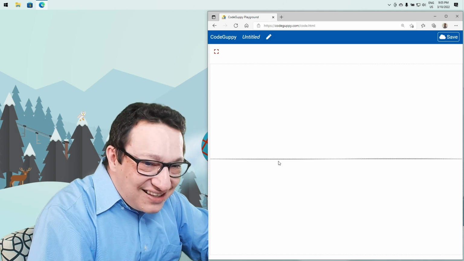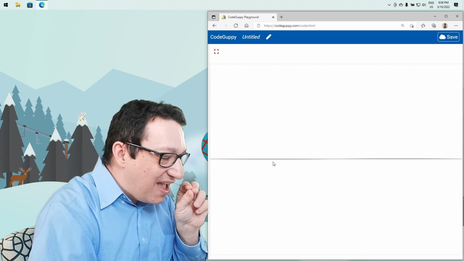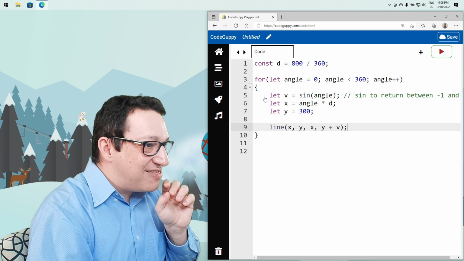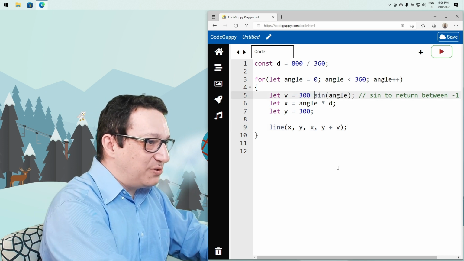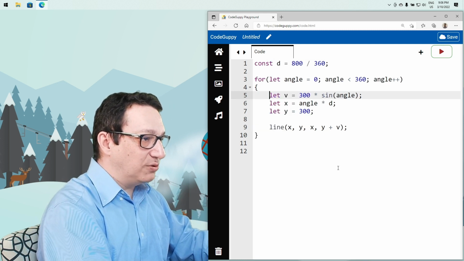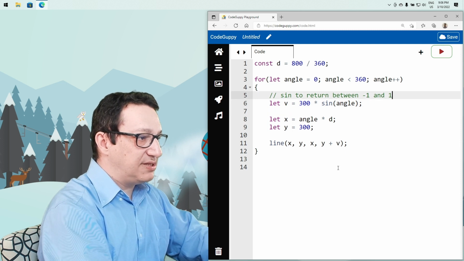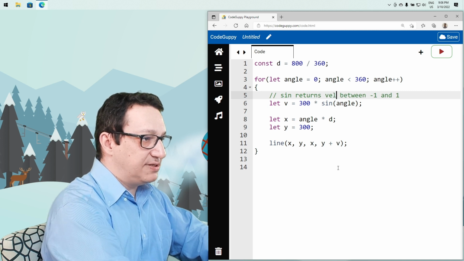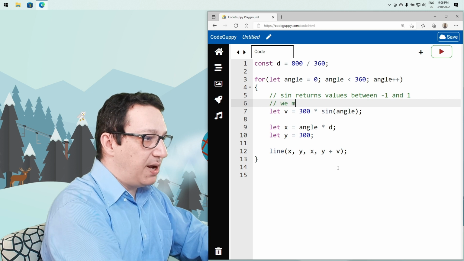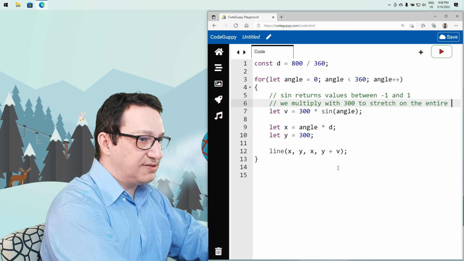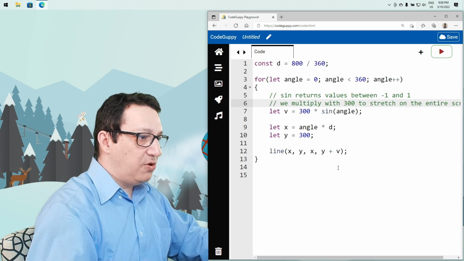Yeah, if I squint really closely, I think I see a sine function, but I think it's because of the multiplication. So let's just multiply it with 300 like we said. Let's put the comment on top. Sine returns values, and we multiply with 300 to stretch on the entire screen, or vertical, right? So let's see.